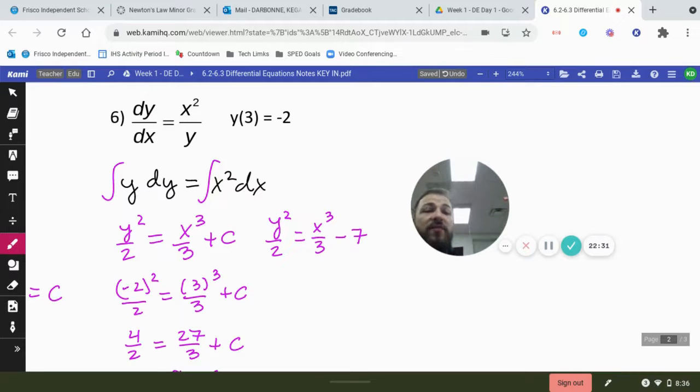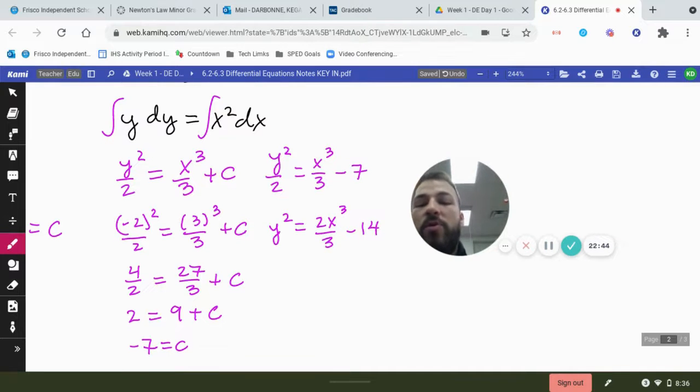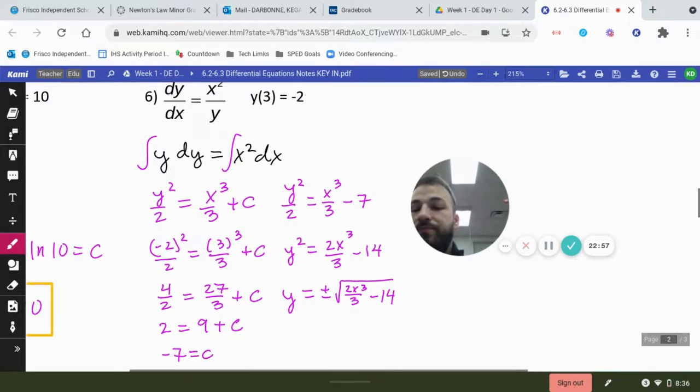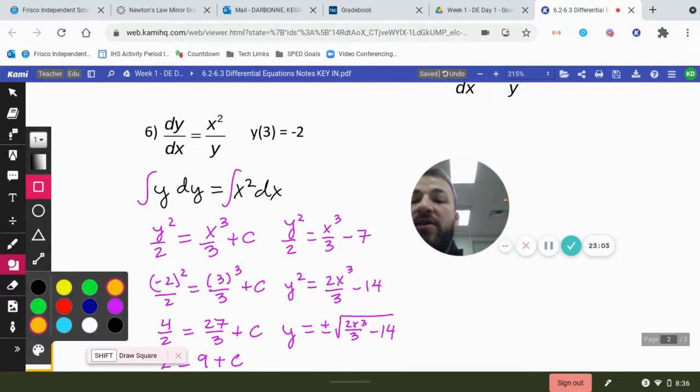Then, of course, I still want to solve out for y. So I can multiply 2 to both sides. So we get y squared is equal to 2x cubed over 3 minus 14. And then take a square root of both sides. And we get y is equal to the positive and negative square root of 2x cubed over 3 minus 14. So right up here, this of course would be our not solved for y answer. And then just below this would be our solved for y answer.